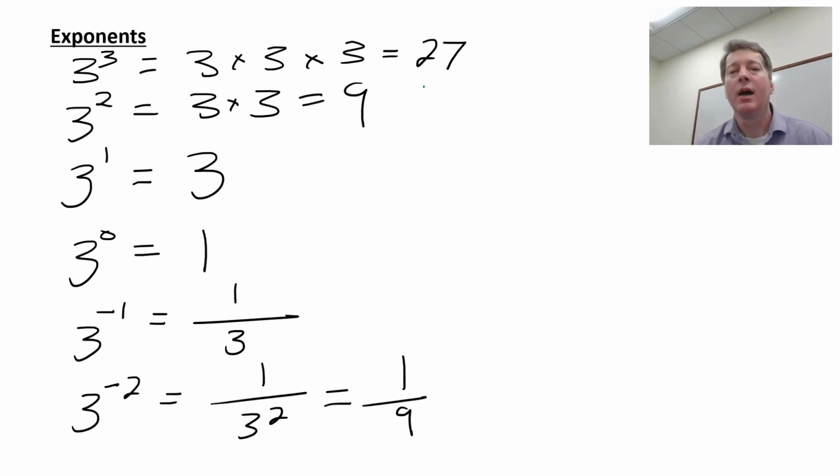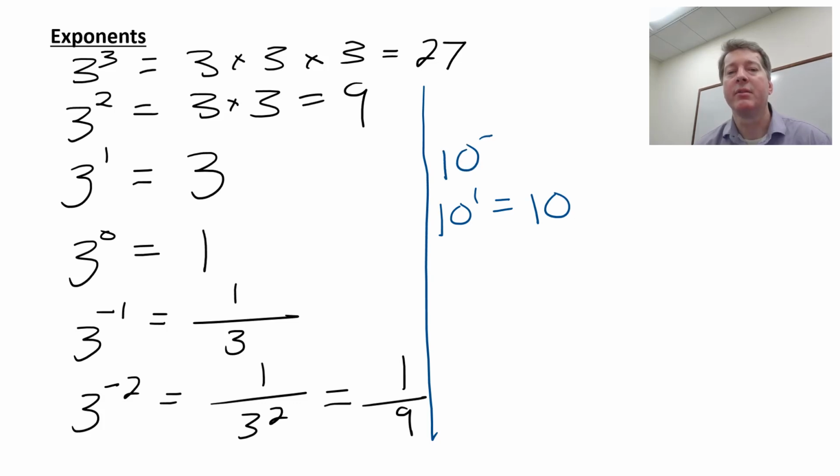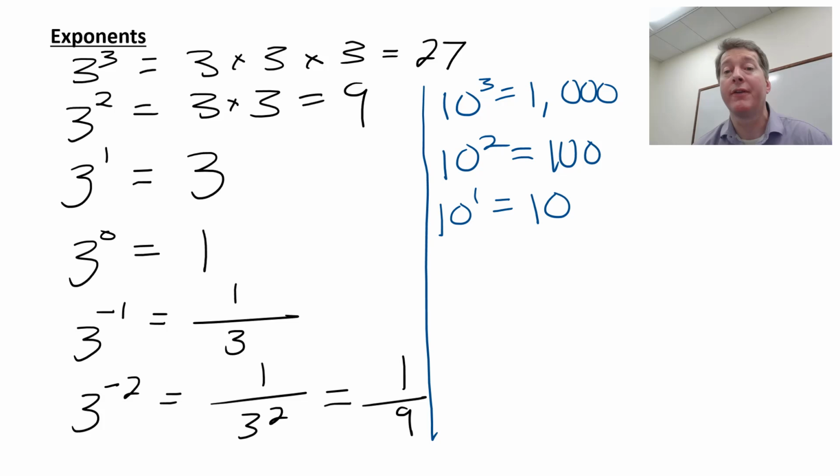Okay. How about raising 10 to an exponent? So 10 to the 1, of course, is just 10. 10 raised to the power of 2, 10 squared, is 100. 10 cubed, 10 raised to the power of 3, is 1,000. So when you raise 10 to an exponent, the exponent represents the number of zeros that follow the number 1. So 10 to the 1, 1 followed by 1 zero. 10 squared, 2 zeros, 1,000, 3 zeros.